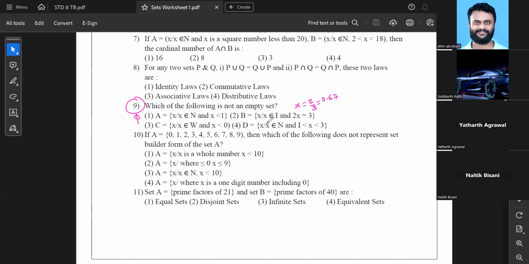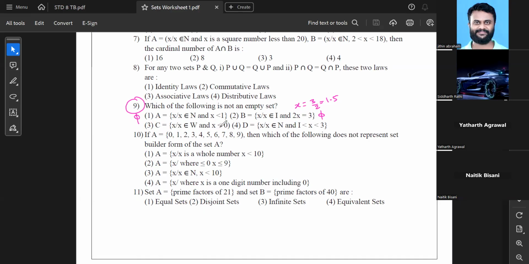So x should be an integer also, and x should satisfy this equation also. Sir, should be 3/2, not 2/3, right? Yeah, 3 by 2. Okay, my bad. 3 by 2, whatever it is, it comes in decimal only. So it is never possible that x can satisfy this equation and be an integer. No, it is not possible. Hence, this answer is also a null set.